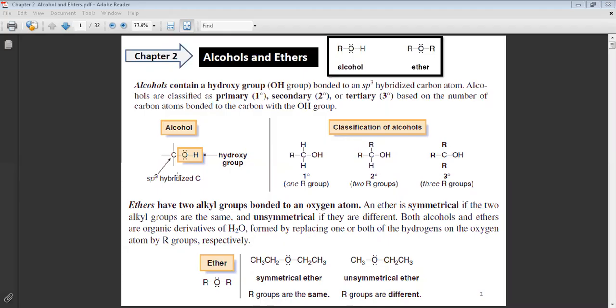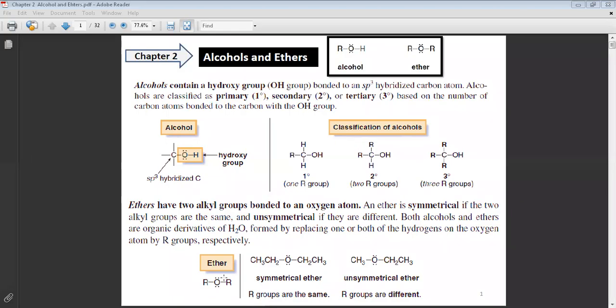Now the ether. The ether has two alkyl groups bonded to an oxygen atom. Alcohol is not like that: one alkyl group is bonded to the oxygen atom and the other is hydrogen. But in ether, we have alkyl groups bonded to the oxygen atom. That means this R group and this R group are bonded to the oxygen. These are the ethers, and we have two types of ethers.